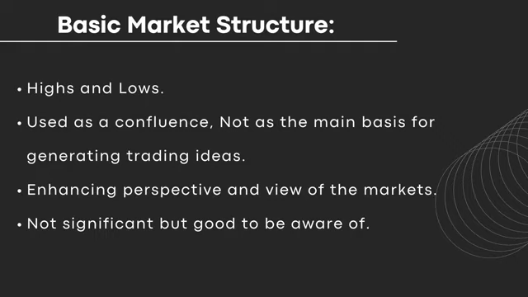So as I said before, the key elements for basic market structure are highs and lows. It's basically what it is made of. Second thing is that it should only be used as a confluence, as I said before, and not as the main basis for generating or defining trade ideas or frameworks. Third thing is that basic market structure is not that significant in its core concept inherently, but it's good to be aware of to build your subconscious biases and subconscious ideas surrounding price. Now remember, I'm talking about basic market structure here, and not the advanced one. There's a difference between the two, and we're going to explain the advanced market structure once we go through this one right here.